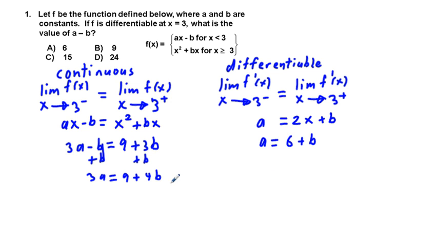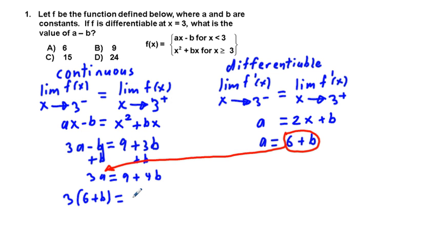And what's going to be the easiest substitution? Probably we have a equals 6 plus b already. So we can just replace this a over here with 6 plus b. So we're going to have 3 times 6 plus b equals 9 plus 4b. And so we have 18, distributing, plus 3b equals 9 plus 4b.